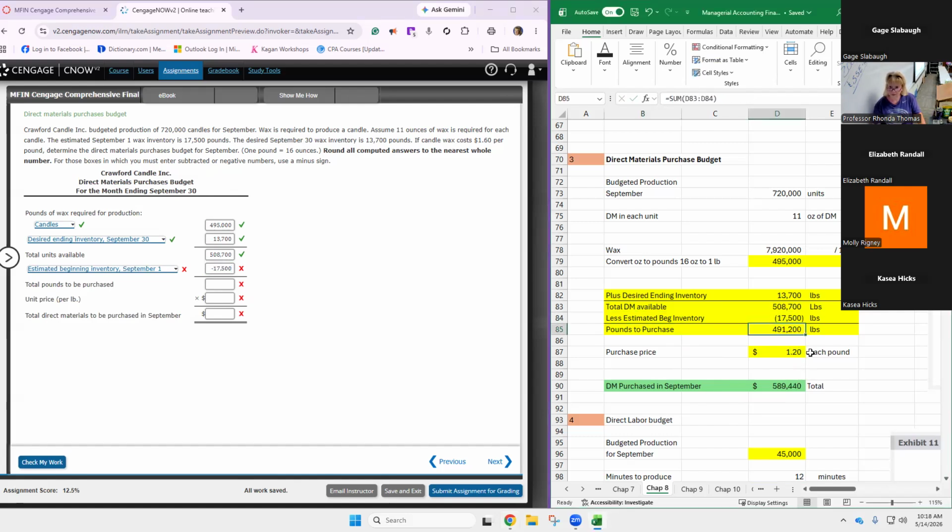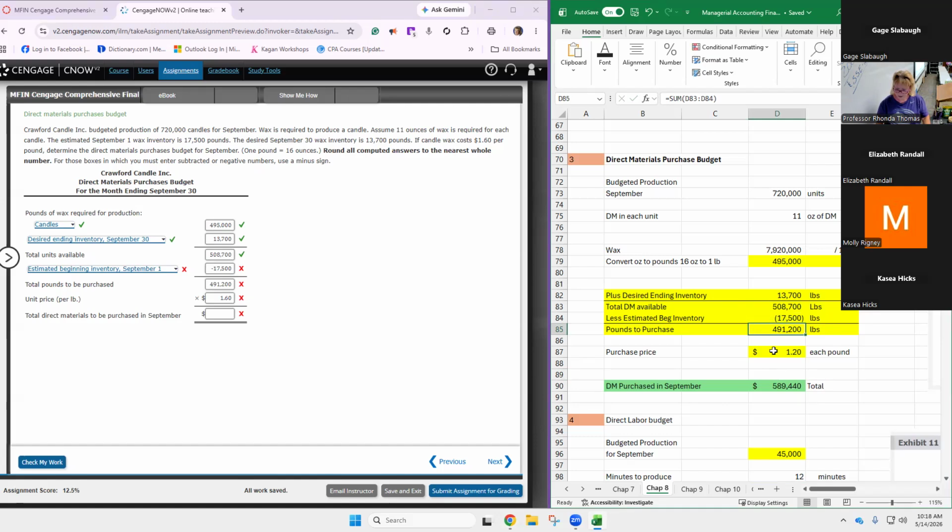And let me put that number here, 17,500. Okay. And you're going to need to put that in as a negative. And then you get the total pounds to purchase, 491,200. Now I need to go find the price. If wax costs $1.60 per pound, so I need to put $1.60 here and here as well.